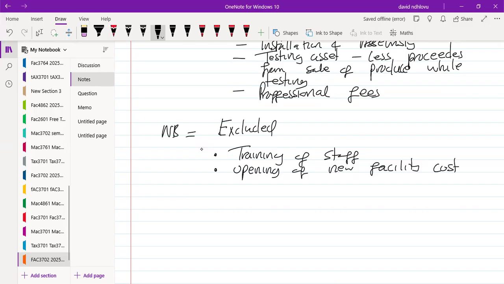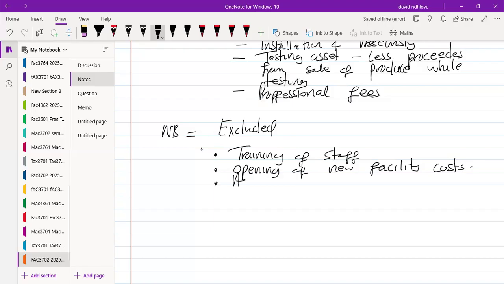You have built a wonderful factory, a very big mega factory. You invite the president of the country to come and cut the ribbon. There are going to be expenses incurred there. When you do that ceremony and incur certain costs, you cannot add them to the cost of the asset. So the cost of opening a new facility should never be added.